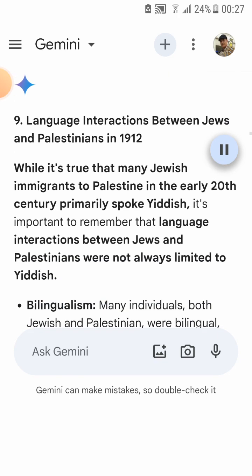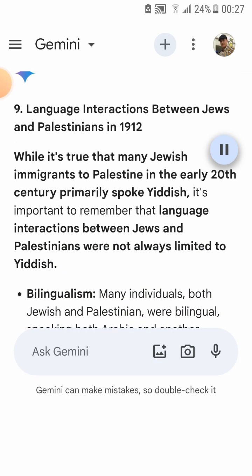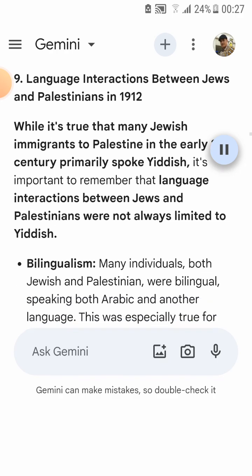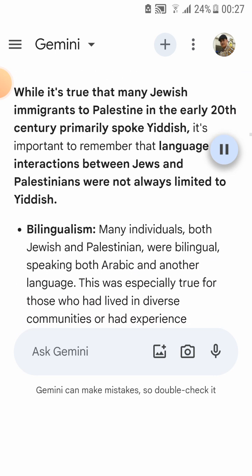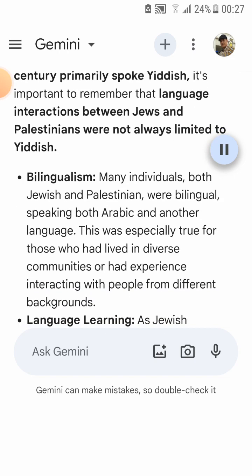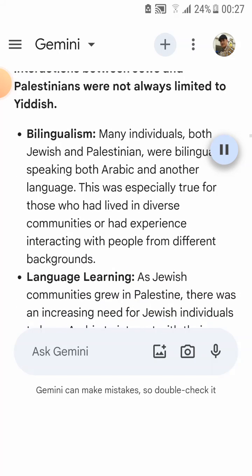Language interactions between Jews and Palestinians in 1912. While it's true that many Jewish immigrants to Palestine in the early 20th century primarily spoke Yiddish, it's important to remember that language interactions between Jews and Palestinians were not always limited to Yiddish. Bilingualism. Many individuals, both Jewish and Palestinian, were bilingual, speaking both Arabic and another language.